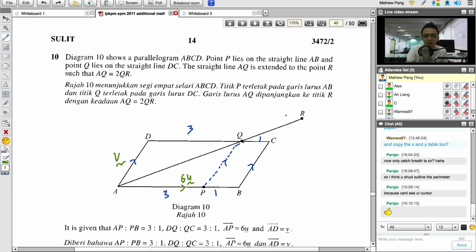Okay, point P lies on the straight line AB. And Q lies on the straight line DC. And the straight line AQ is extended to R. And AQ equals 2QR. So normally when I get this one, I will change to the ratio first. AQ equals 2QR, so AQ over QR equals 2 over 1. So that means AQ is 2, QR is 1. Alright, so if I understand this one already, then I start to do my question.